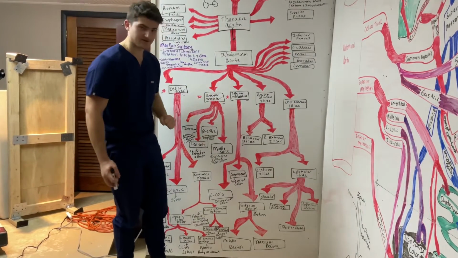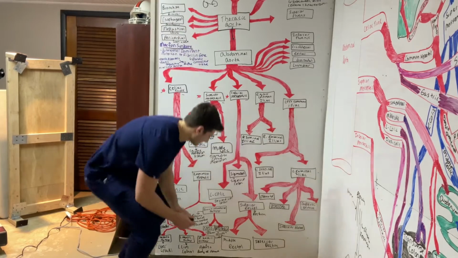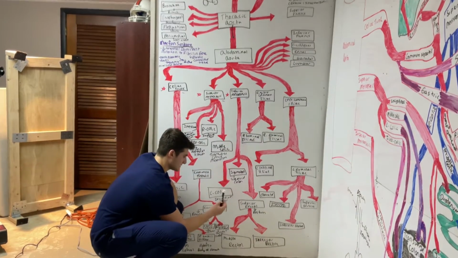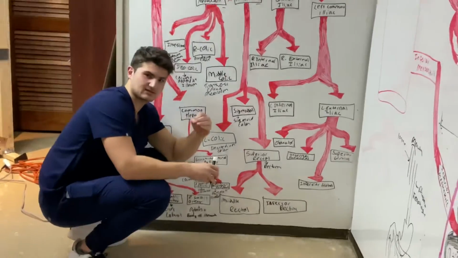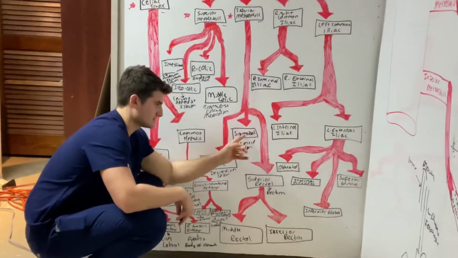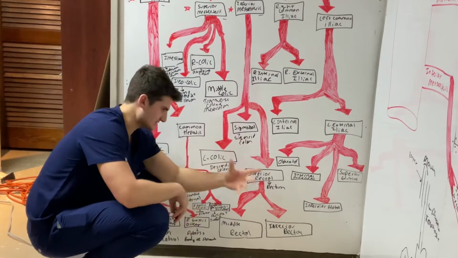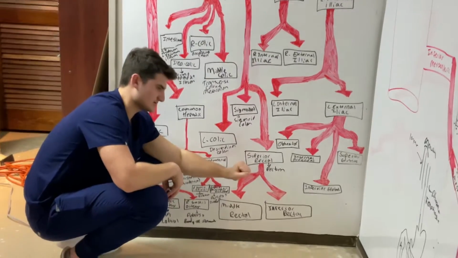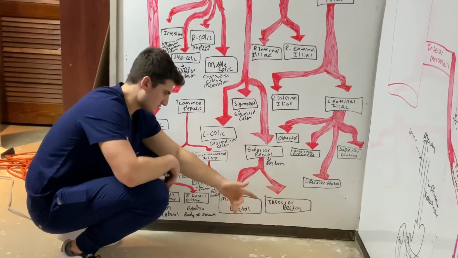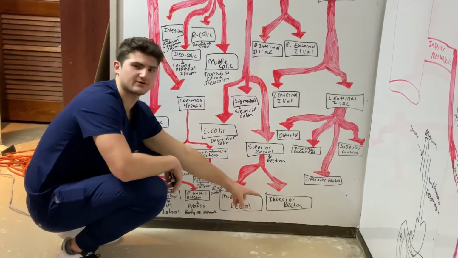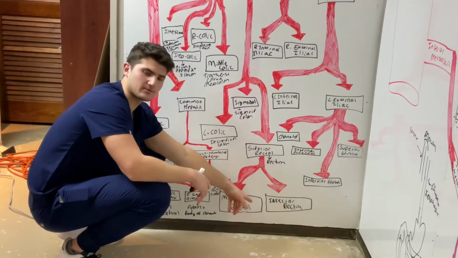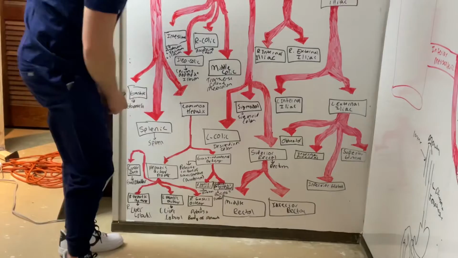Last one, inferior mesenteric. It's going to travel down into the left colic, which is going to be the descending colon of our large intestine. The sigmoidal, which is going to be the sigmoid colon of the large intestine. And then the superior rectal, basically the rectum, branches into the middle rectal and an inferior rectal. So an upper part and a bottom part of the rectum.